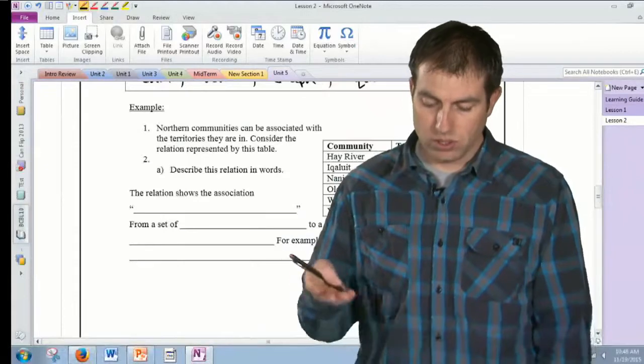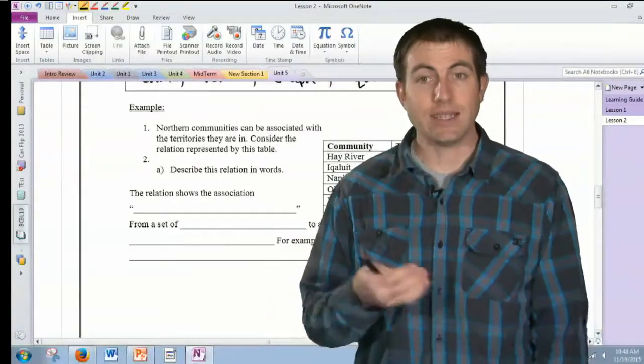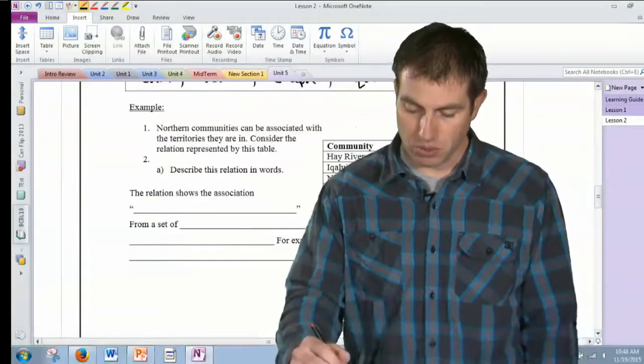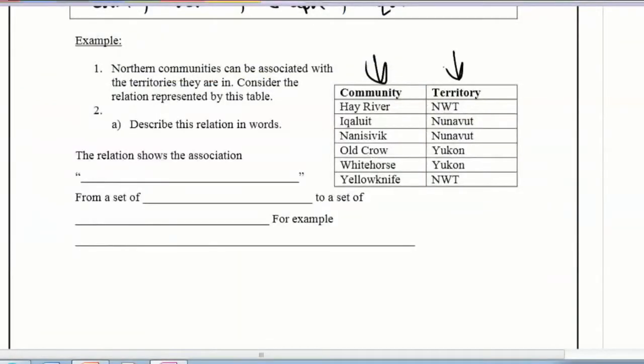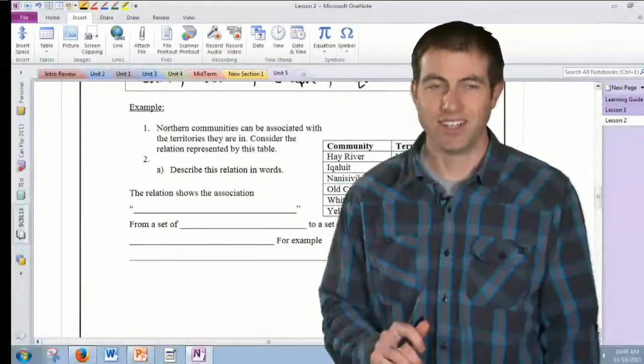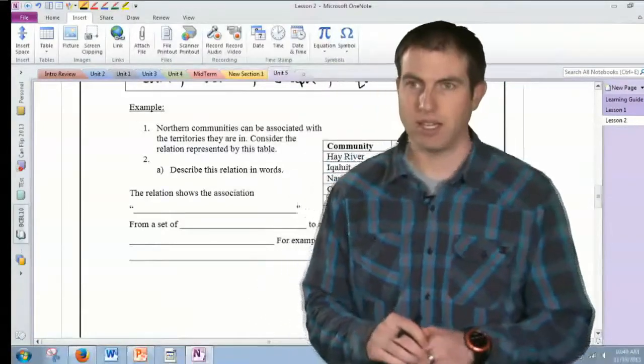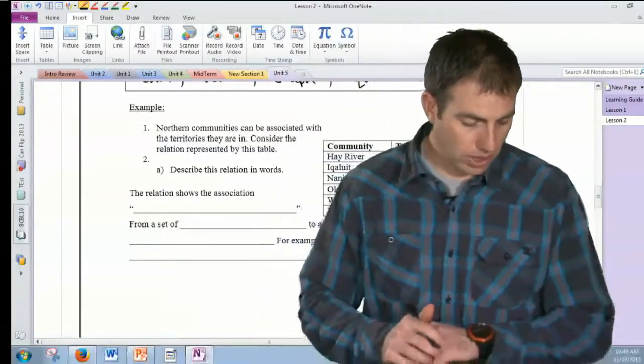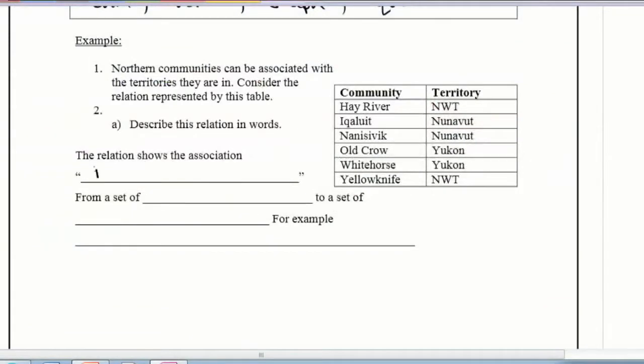So how are we going to relate these things? What's the relation between the community and the territory? What sort of phrase could I say to relate these two things together? It doesn't have to be complex. Again, into semantics now there, Alex. Let's go with this. A simple way to write the relation between these things is "located in."